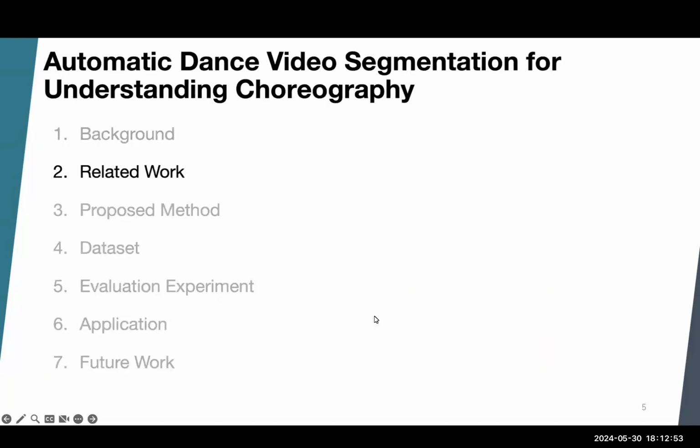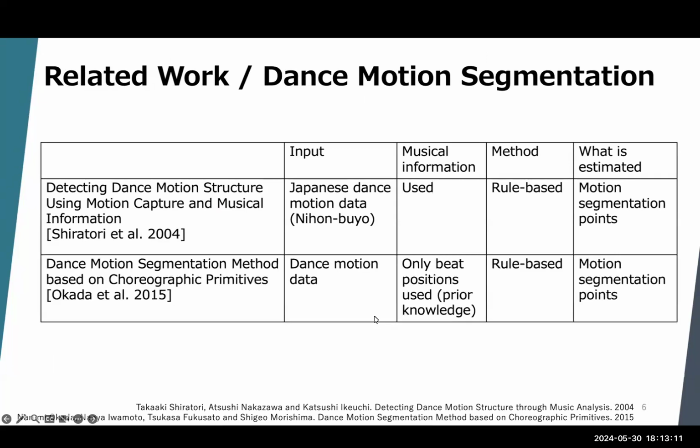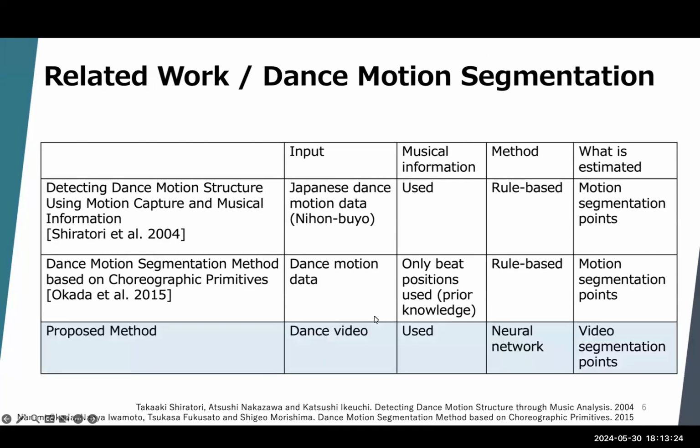Next, let me show you some studies on automatic dance segmentation. Shiratori uses Japanese dance motion data along with musical beat information to perform rule-based motion segmentation. However, this approach relies on rules specific to Japanese dance and thus cannot be applied to general dance styles. On the other hand, Okada segments dance motions using motion data and known beat positions. But since this method relies on pre-known beat positions, it can't be applied to dance videos where the beat positions are unknown.